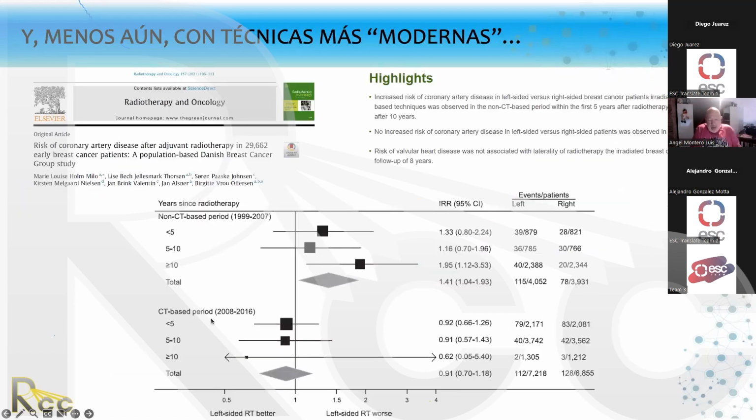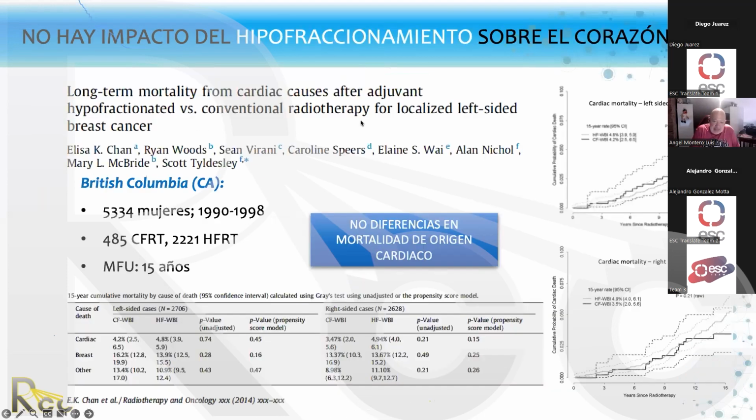And more recently, the Danish have published the results observed using the modern technique, modern in terms of the volume being defined with a CT scan. This is simply a definition of the treatment volumes, and you can see that there's no increase in risk of coronary arteriopathy with the left versus the right in these patients. There's no significant difference.